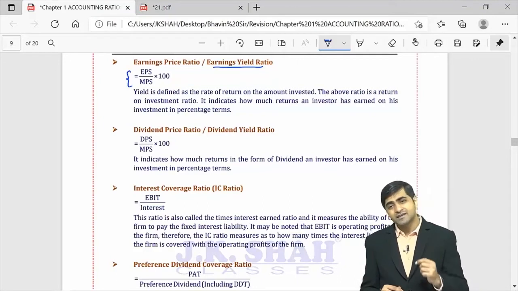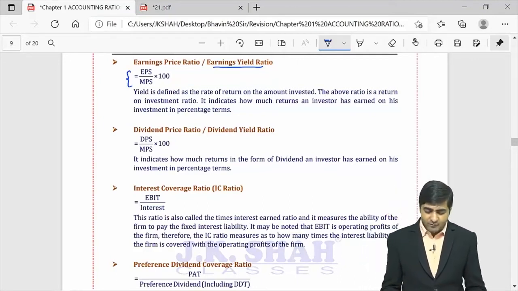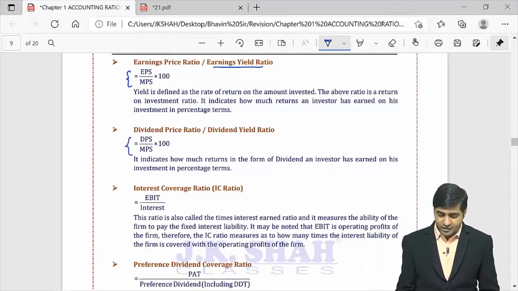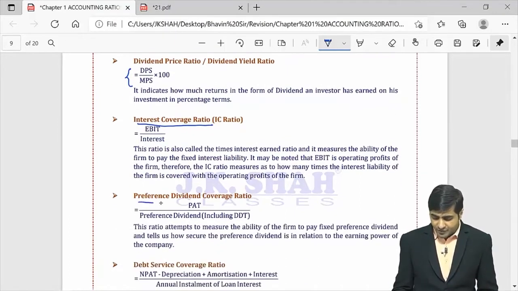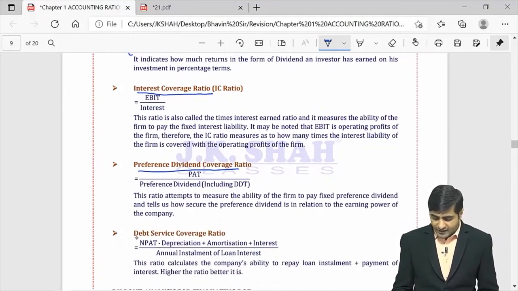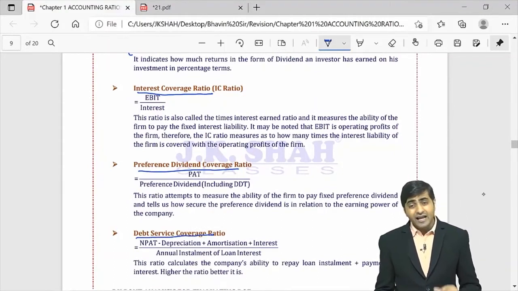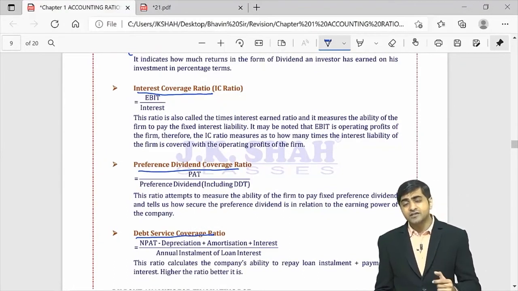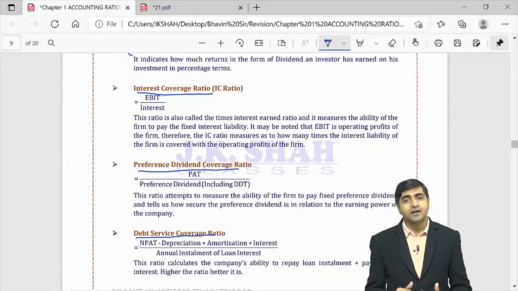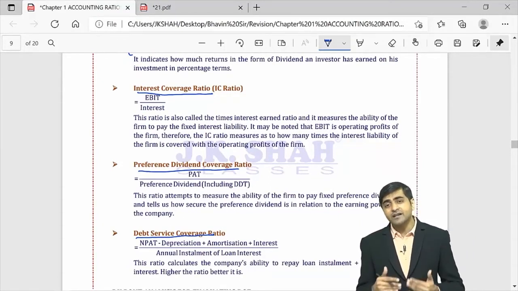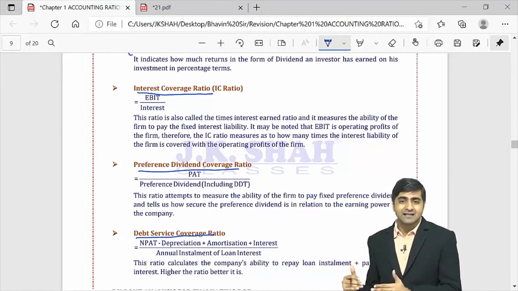So that's why we divide the same with market price per share. Same goes with your dividend yield ratio, DPS upon MPS. Guys, when we talk about interest coverage ratio, preference dividend coverage ratio and debt service coverage ratio, these three are your coverage ratios. Always remember that coverage ratio should be higher the better, because more the coverage ratio indicates lesser risk.